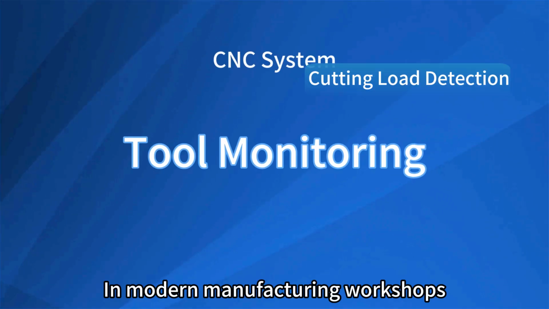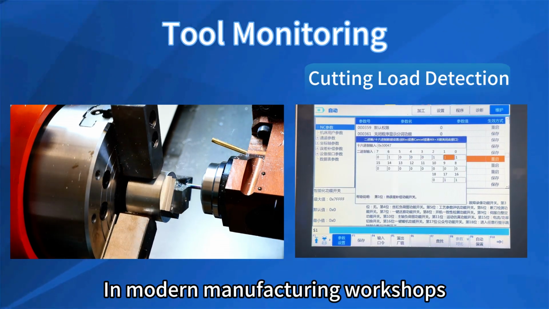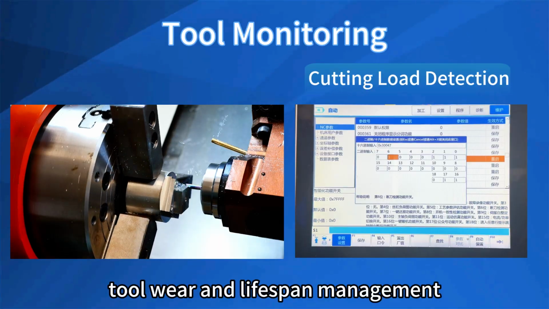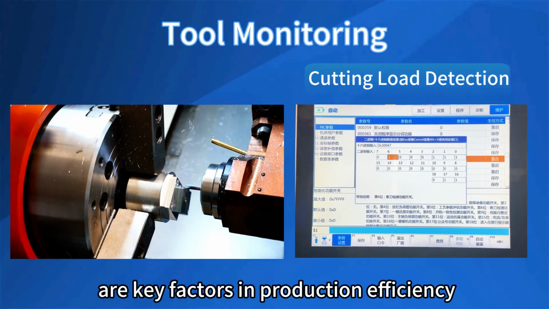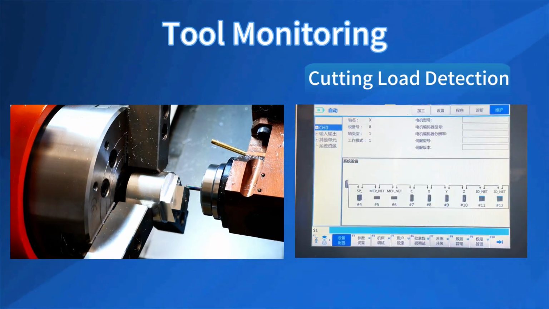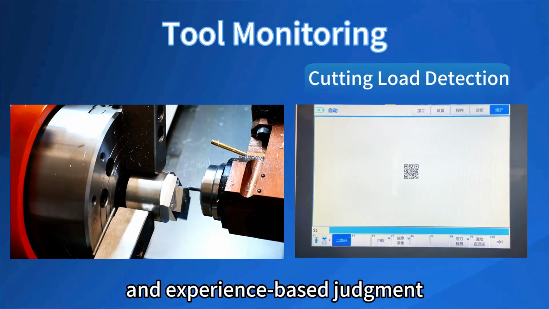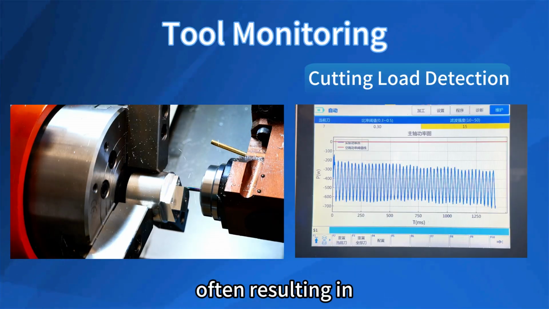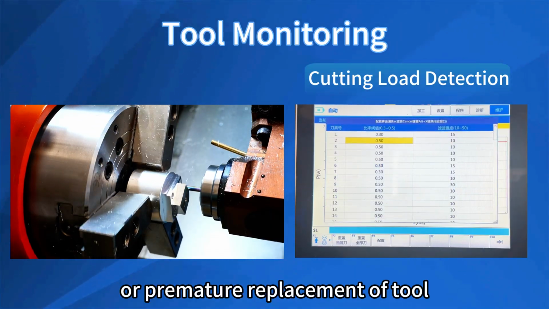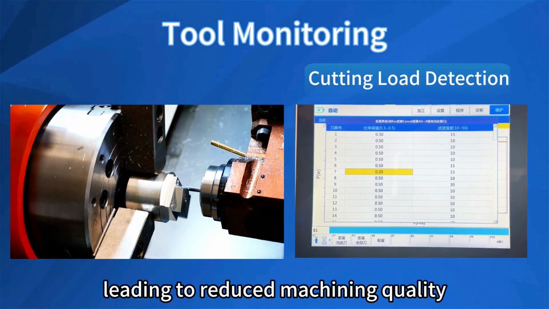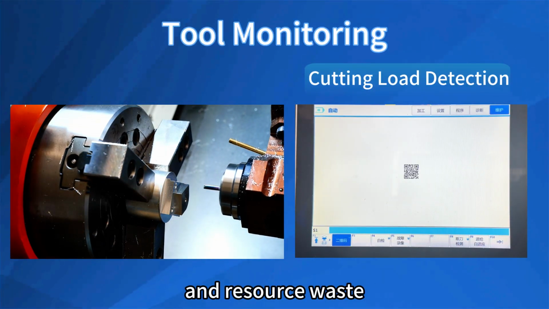Tool monitoring. In modern manufacturing workshops, tool wear and lifespan management are key factors in production efficiency and product quality. Traditional tool management relies on manual inspection and experience-based judgment, often resulting in either excessive use or premature replacement of tools, leading to reduced machining quality and resource waste.